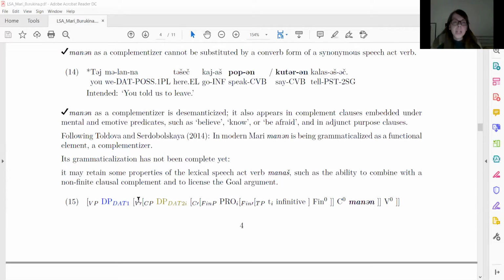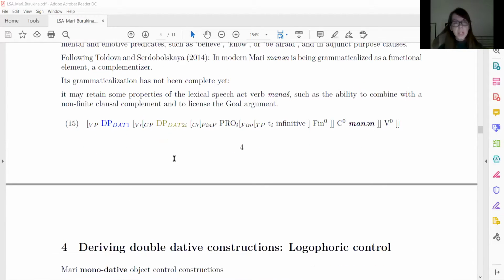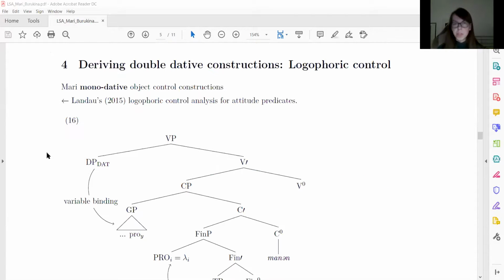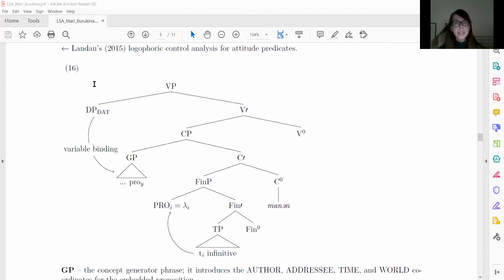And now I would like to pay a little bit more attention to the formal analysis of these constructions. So to analyze first monodative object control constructions, that is sentences with just one dative DP, right? I essentially adopt Landau's logophoric control analysis for attitude predicates and speech act verbs in Mari when they are used as order predicates, they are attitudinal. We can show that.